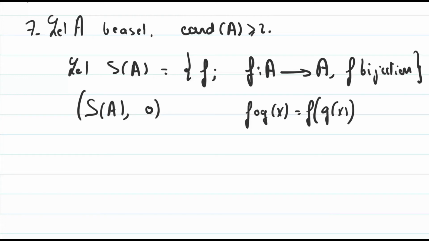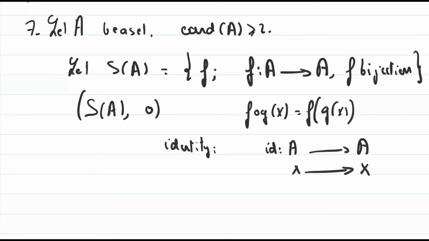What's the identity element here? Which bijection, if I compose it with any other bijection, the other bijection doesn't change. It's just the identity bijection, which is defined by, to every x, it sends it to itself. And for every f in S of A, I can find g such that f composed with g is g composed with f, and it's the identity of A. Why? Because f is a bijection. Here we use the fact that f has to be a bijection.